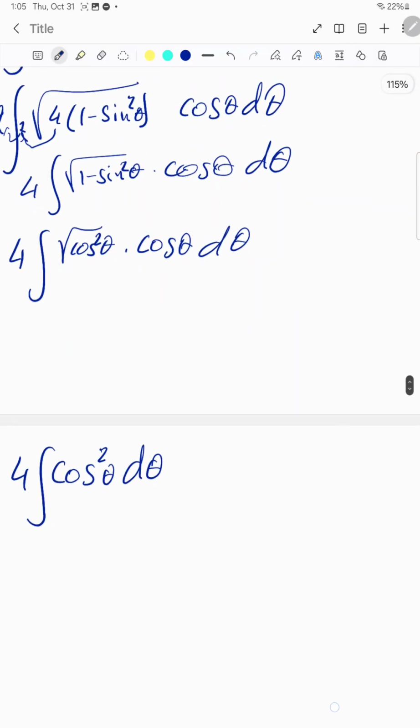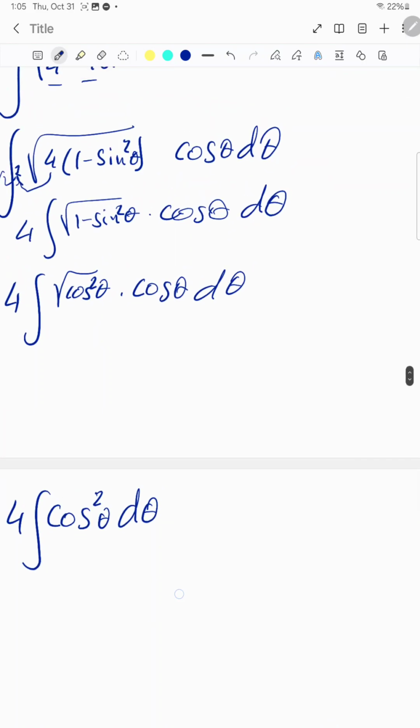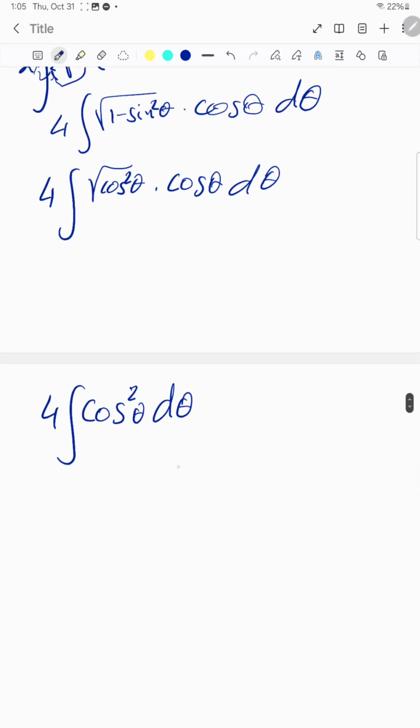And here I will use the trigonometric identity formula that says cos of 2 theta is equal to 2 cos squared of theta minus 1.